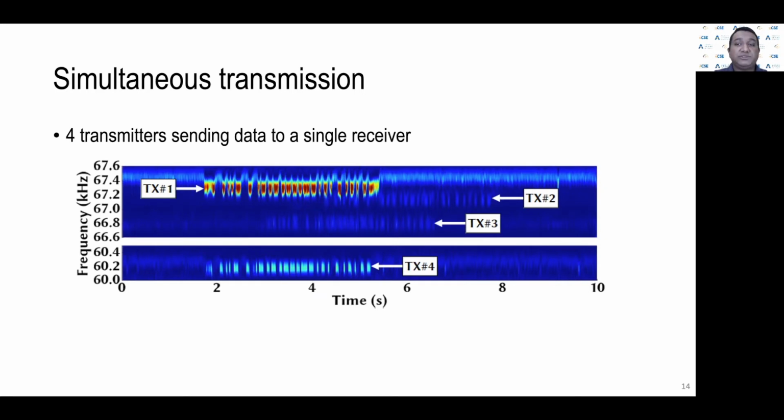We see that transmitter 1, 2, 3 have switching frequencies close to each other, while transmitter 4's switching frequency is a little bit farther away. Nonetheless, we can clearly see and identify each of their transmissions.